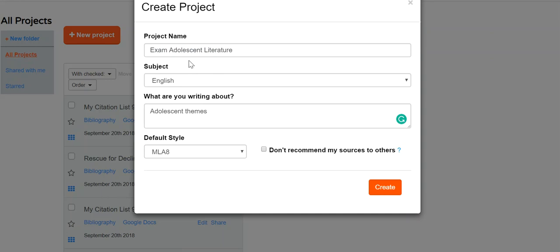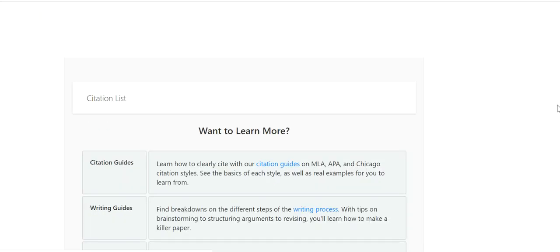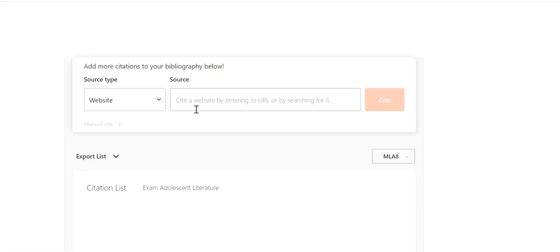I filled in the blanks and I named this what it is so that I can always find it when I come back, and I'm going to create that. Now I'm going to click on this so that everything that I research for this exam will be added to this particular project. Now let's go over to Google.